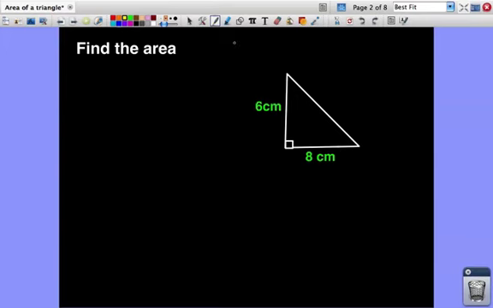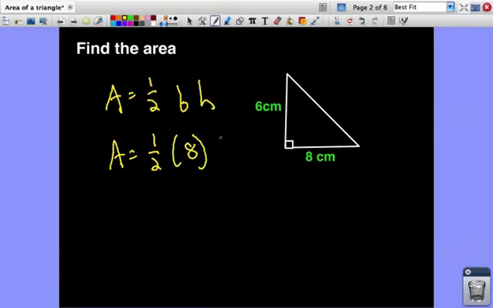Let's look at some examples. Here we have a right triangle, because I'm told that this is a right angle, which means that this is perpendicular. This line right here is perpendicular to the base, so this is my height. It goes straight from the top all the way down to the bottom at a perpendicular angle. My formula is area equals 1/2 times the base times the height, so area equals 1/2 times my base, which is 8, times my height, which is 6.